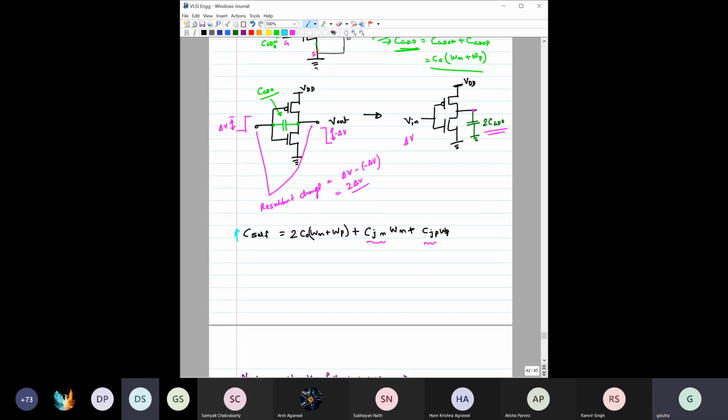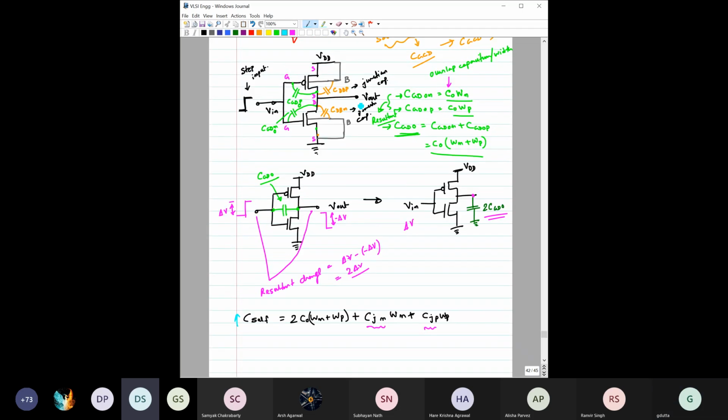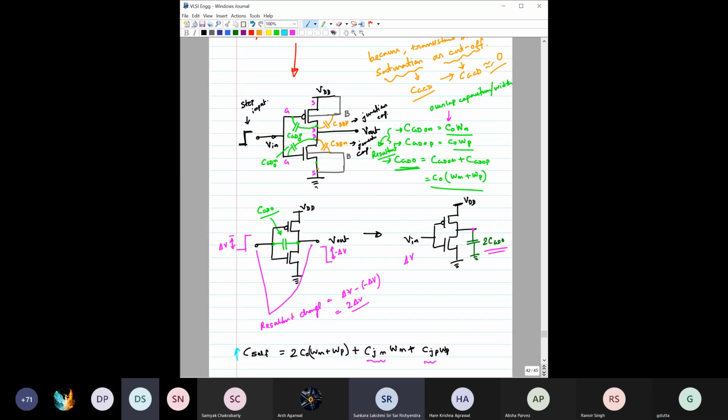Hello, sir. In this case, we have considered the variation in both input and output voltages for calculating the effective overlap capacitance here. But in the previous case, we hadn't used the output voltage. Like the same effect can be seen in the previous case. Right? Yeah, very good. What may be the reason for it? Very good question.